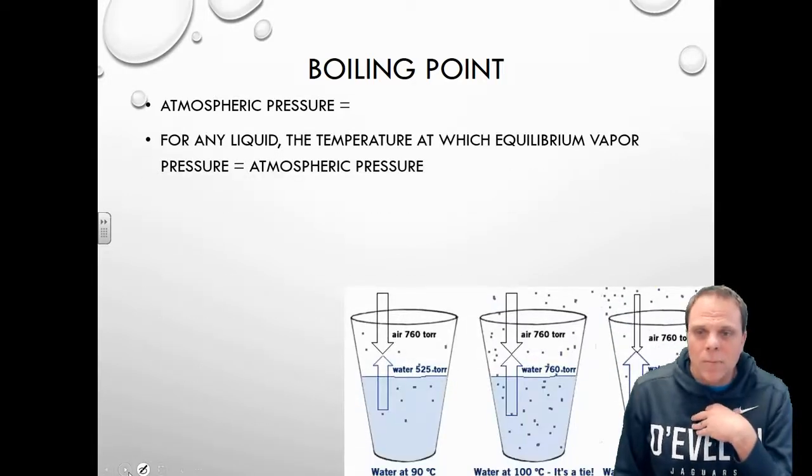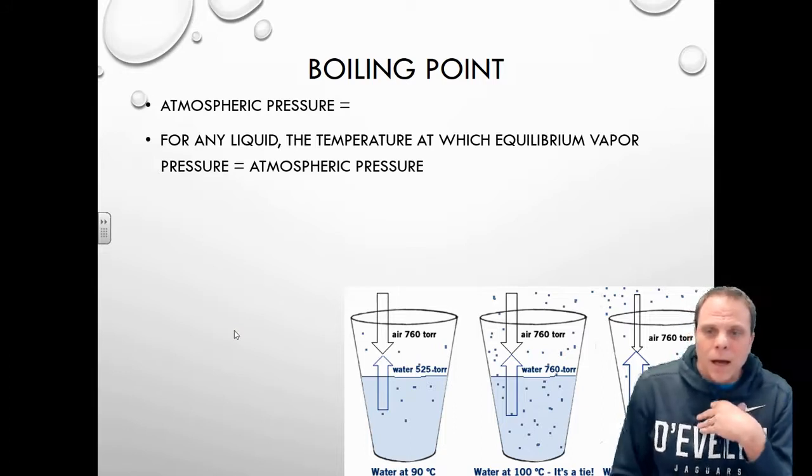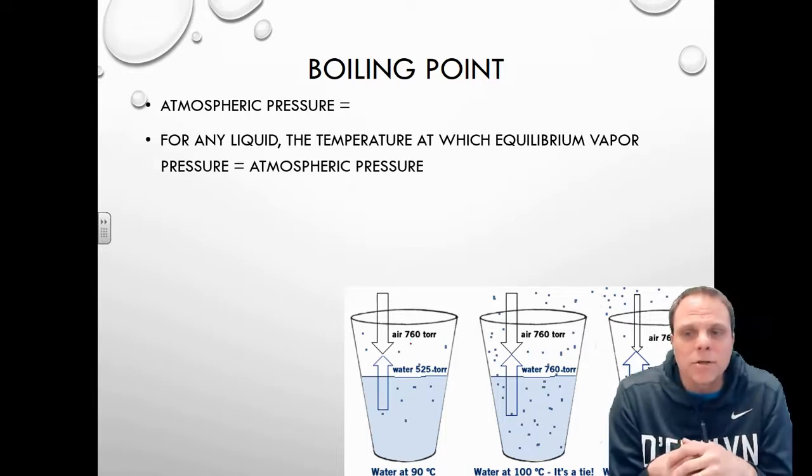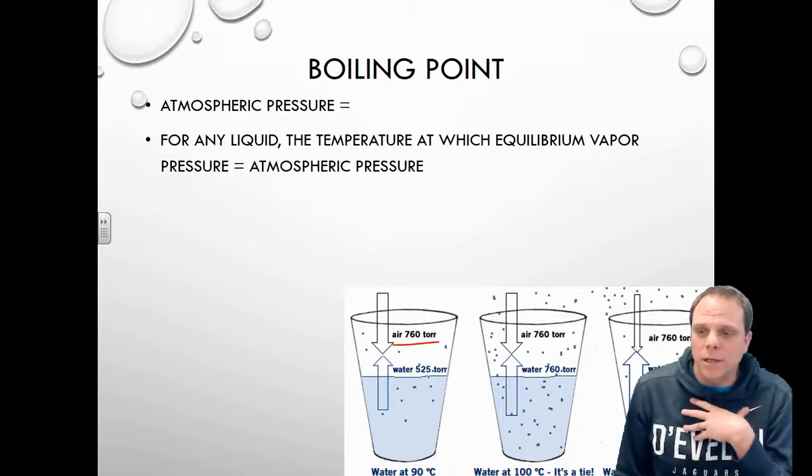So again, our boiling point is going to be the temperature at which equilibrium vapor pressure is equal to the atmospheric pressure. And so notice here, I've got air at 760 torr. My water has been heated up. It's 90 degrees Celsius down here, right? And so it is at 525 torr. That's not high enough to boil. Finally, I get to 760 torr, which is equal to that. So now I've got them equal to each other.